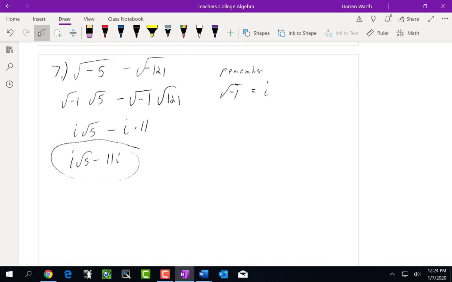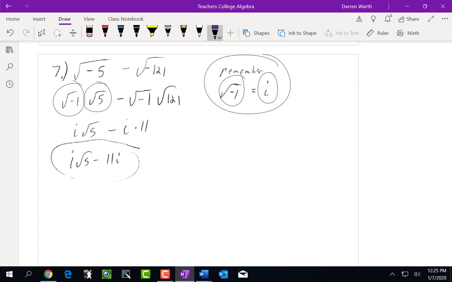Okay, number 7. It says perform the indicated operations and write the result in standard form. The first thing I need to remember is that the square root of negative 1 is equal to i. I'm going to break this down into the square root of negative 1 times the square root of 5 minus the square root of negative 1 times the square root of 121. Every time I have the square root of negative 1, that gives me an i. I still have my square root of 5. I've got my minus sign here, the square root of negative 1 becomes i, and the square root of 121 is 11. So writing it so it looks a little nicer, I've got i square root of 5 minus 11i.